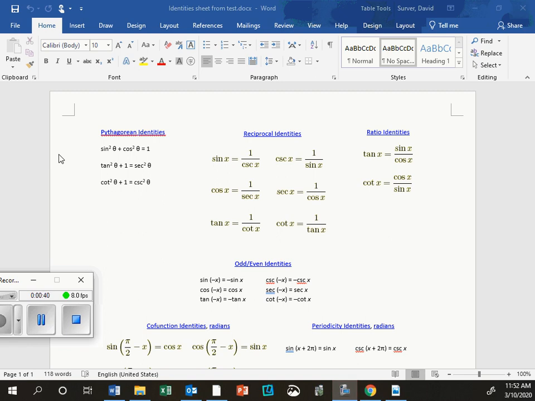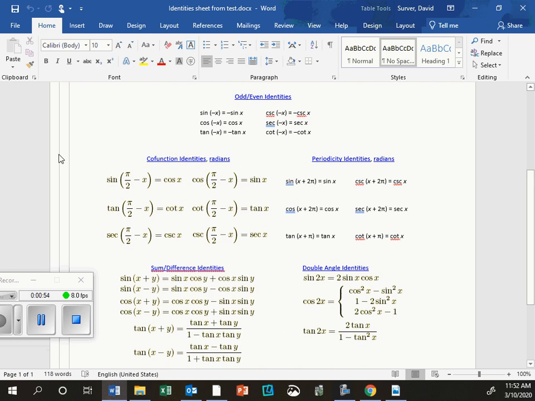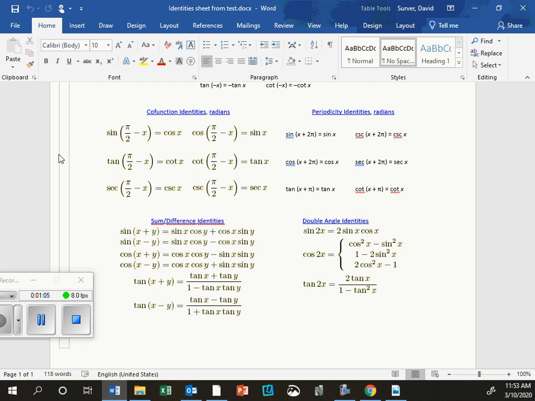And basically the top three sets, the Pythagoreans, the reciprocals, and the ratios, those you already know. We've already talked about those. So I need to talk about the rest of them. I'm not going to get through them all today because there's a lot. But we're going to try to get through these odd, even, the cofunctions, and the sum and difference. Basically the left side of the sheet. And we'll talk about double angles tomorrow.